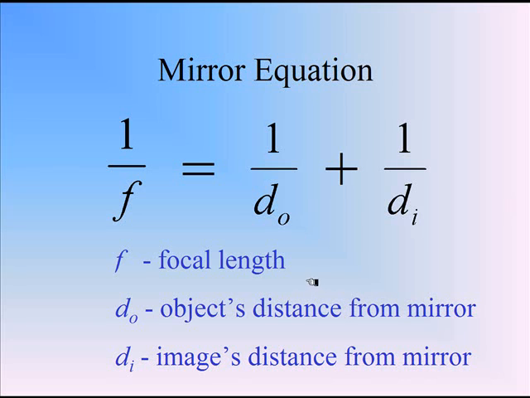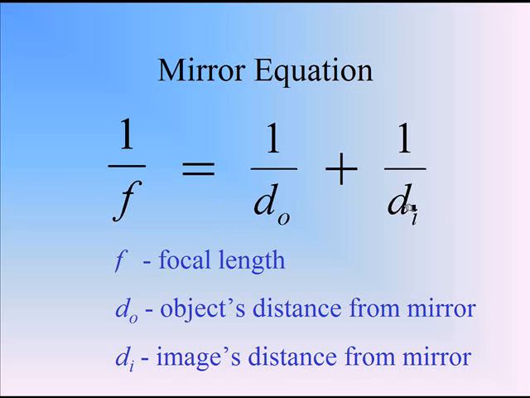Now here's the mirror equation for both the convex and the concave: 1 over the focal length is equal to 1 over the distance to the object plus 1 over the distance to the image. It's very important that you make sure that you understand the sign conventions for the mirrors. For concave, DO and DI: DO is always positive, F is always positive, but DI may or may not be positive.